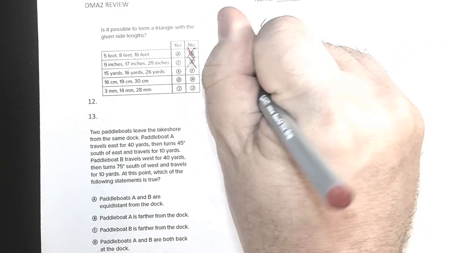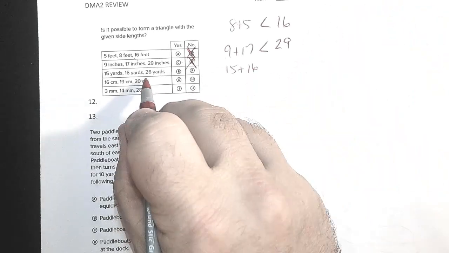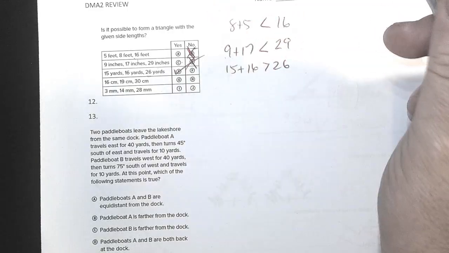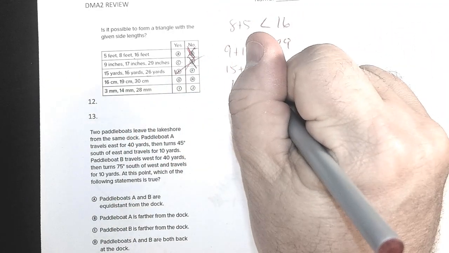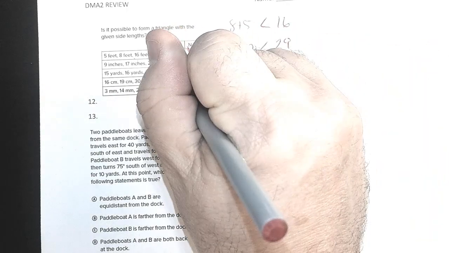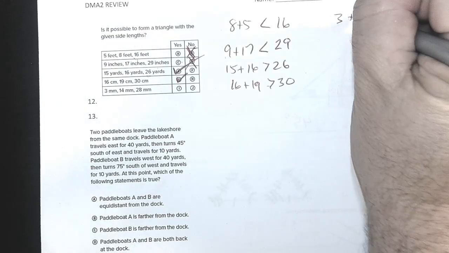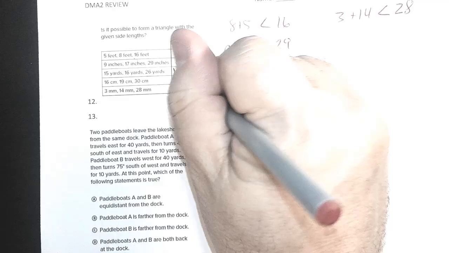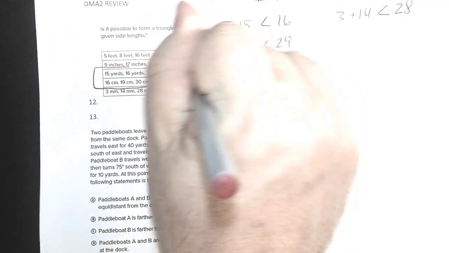So what about 15 plus 16? 15 plus 16 is 31. 31 is greater than 26, so we've got a triangle now. All right, 16 plus 19. 16 plus 19 is 35, which is greater than 30. So this one's a triangle also. And then the last one. 3 plus 14 is 17. 17 is not greater than 28. It's less than. So these two guys were your two triangles.